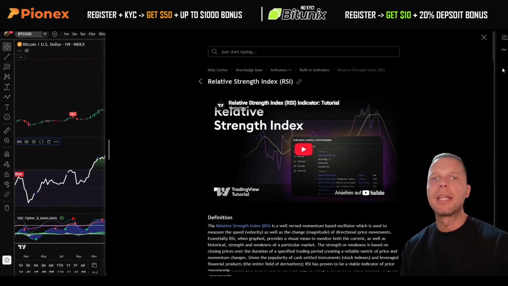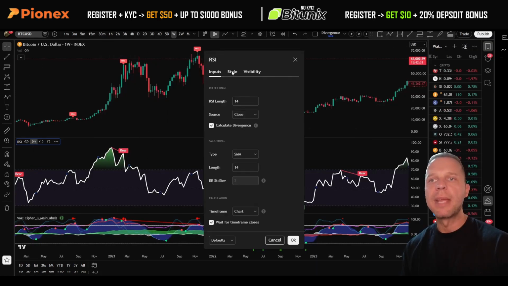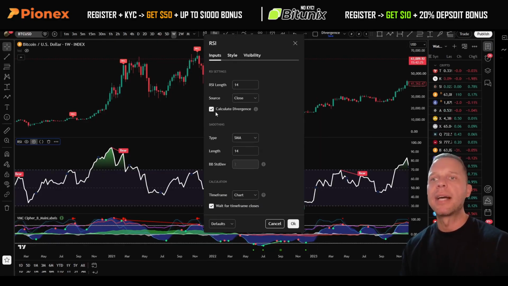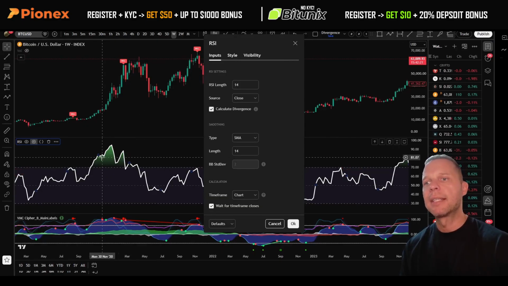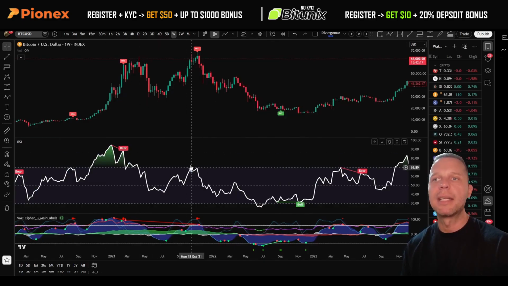You take that one, simply add it to the chart, and then you have the option here. In this case, I go to Style, I always turn off the MA, set the RSI to white and make it a bit thicker. Otherwise, you have the option here to calculate divergence. And when you click on this here, you can already see that these divergences are included. And there we have very, very clean signals that come in here.